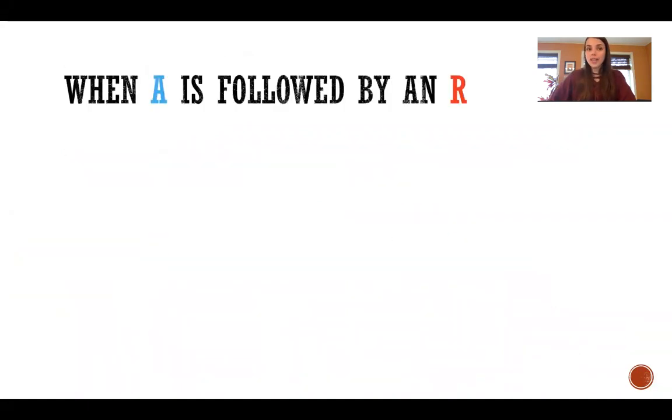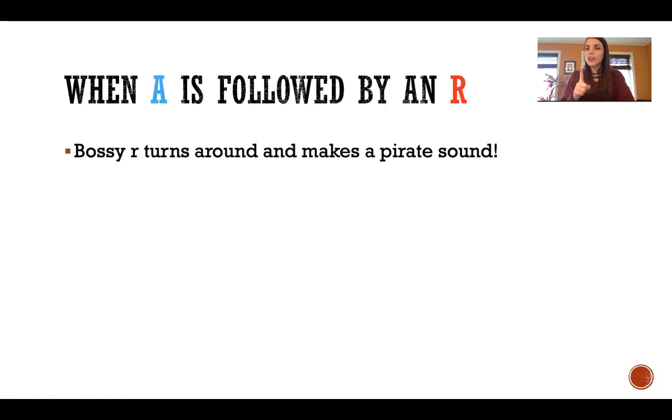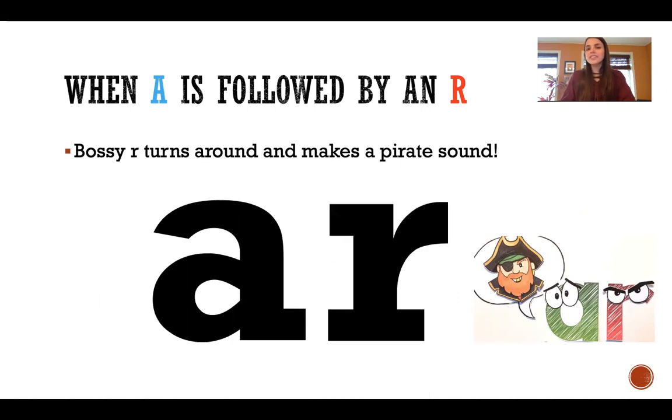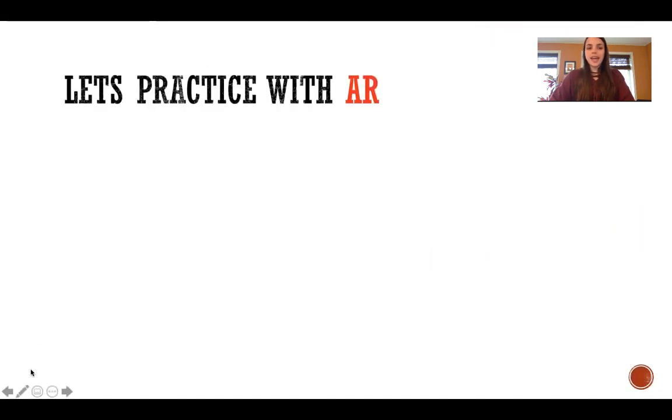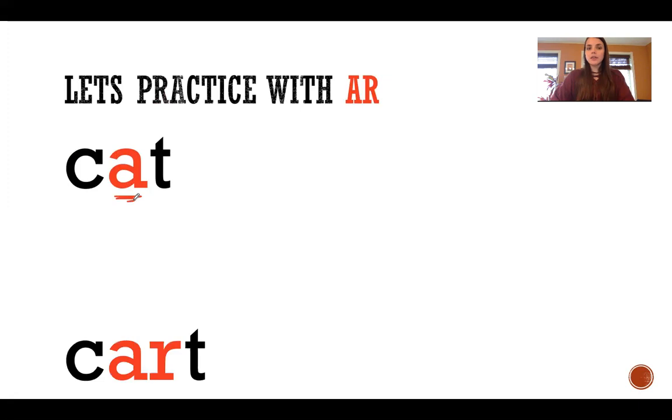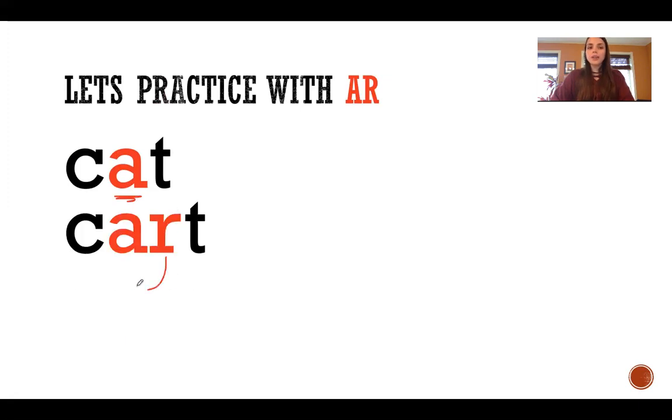Let's start off with the vowel A. When A is followed by bossy R, it turns around and makes a pirate sound and says ar. A and R says ar. Let's practice with AR. If I have the word cat, my A says a. But if bossy R comes around, it changes the vowel sound and says ar. So my new word is cart.